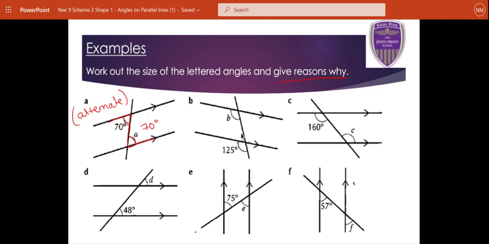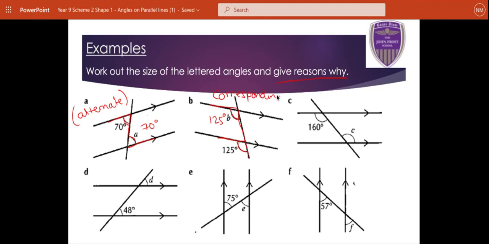So we need to think of which shape is going to give us the 125 and also include the B. Well, hopefully it's obvious to see that it's going to be this sort of backwards F shape. So that's corresponding. The rule is they're equal, isn't it? So if the bottom is 125, then B must be 125 as well. And your reason as to why would be corresponding.